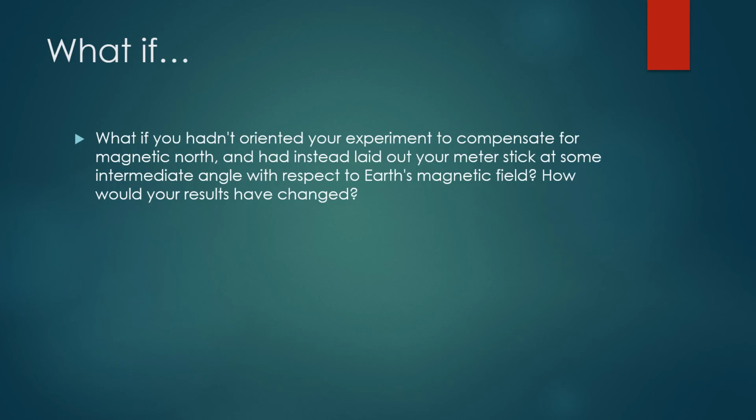To answer the question, what if you hadn't oriented your experiment to compensate for magnetic north and had instead laid out your meter stick at some intermediate angle with respect to Earth's magnetic field? How would your results have changed? The results would have been wrong for Bx by a specific amount because of Earth's magnetic field interfering with the experiment. The magnitude of the magnetic field would also change to be wrong and inaccurate.